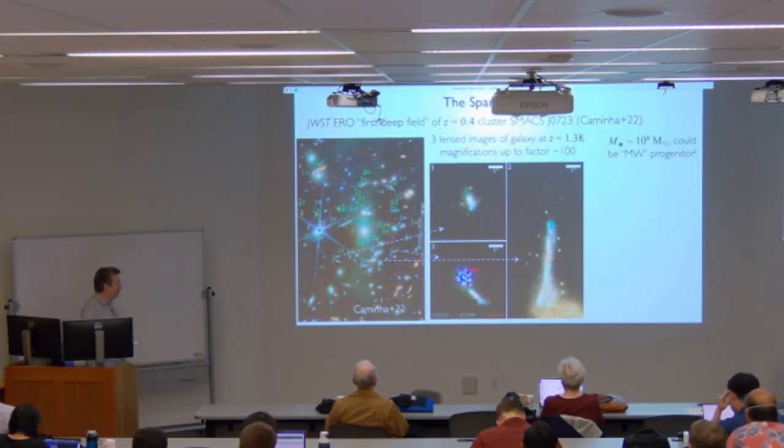So the stellar mass at that redshift is about 1 billion. So this is plausibly a Milky Way type progenitor galaxy. So we could be looking at a Milky Way in formation with a globular cluster system.